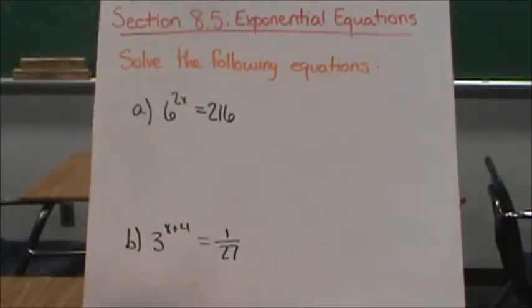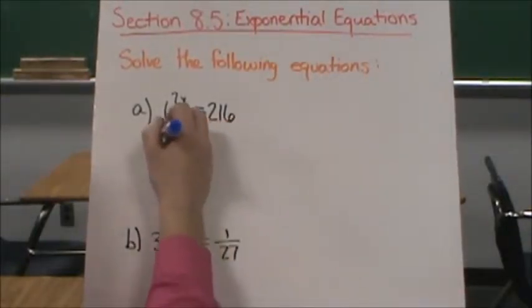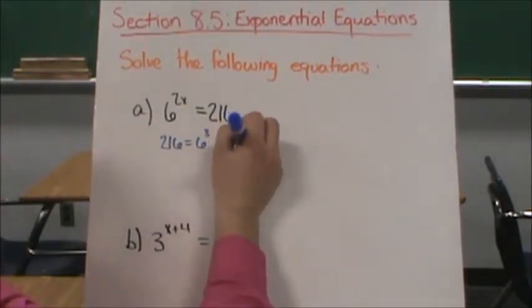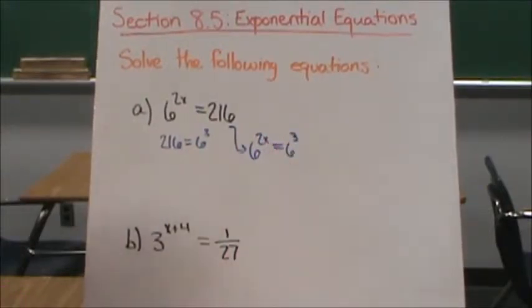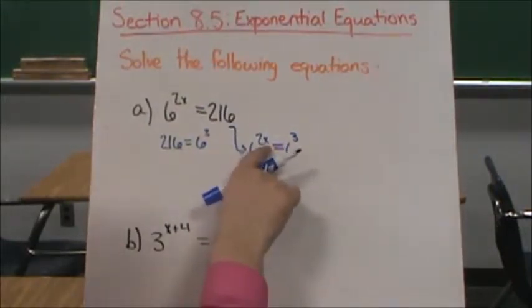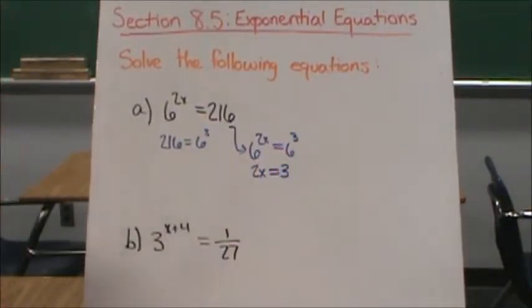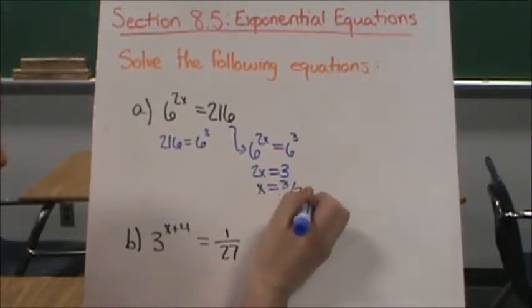First one, we have example a here, 6 to the 2x power equals 216. Well, if we go by the first method, it was rewrite both sides with the same base as the other. So we have base 6 here, so we have to write this as a base 6. And if you remember, 216 equals 6 cubed. So this equation here can become 6 to the 2x equals 6 cubed. Well, in order for this to be true, the exponents here have to be equal. Our 2x has to be equal to 3. And then when you divide by 2, you get x is equal to 3 halves.